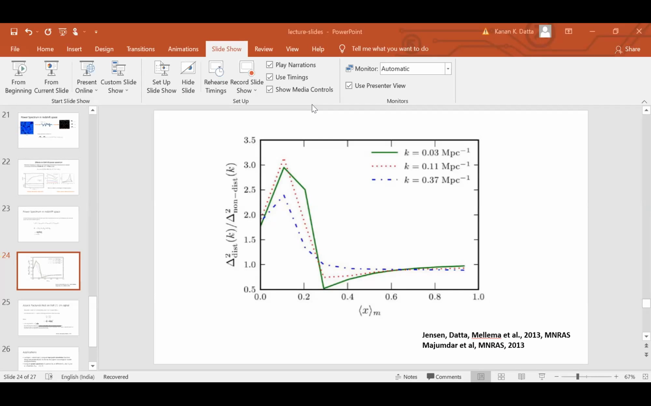Like in this picture, when it's above 50% ionization, the RSD effect is low, but the AP effect is also, that impact is also very low. So relative to the effect of RSD, the effect of AP always remains quite low. So it is very difficult to separate out that one. No. Yeah, no, one second.